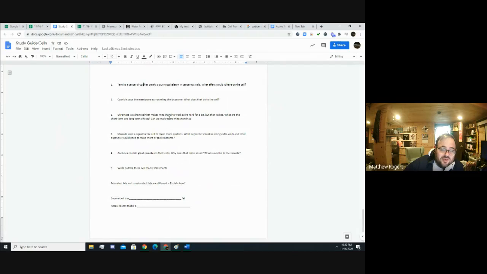Chromate is a chemical that makes mitochondria work extra hard for a bit, then it dies. What are the short-term and long-term effects? Can we make more mitochondria? Short-term effects, if the mitochondria is working harder, you're going to get more energy. Long-term effects, if it dies, you're going to stop getting energy from it. And can we make more mitochondria? We can't. Mitochondria have to make other mitochondria. And so once they die in a cell, they're dead.